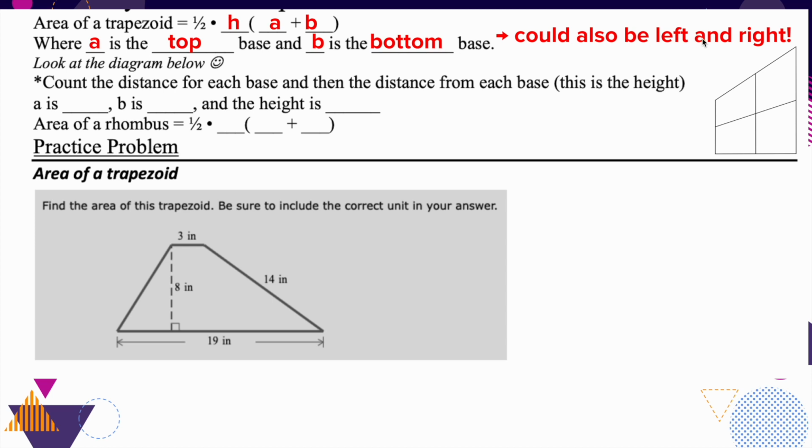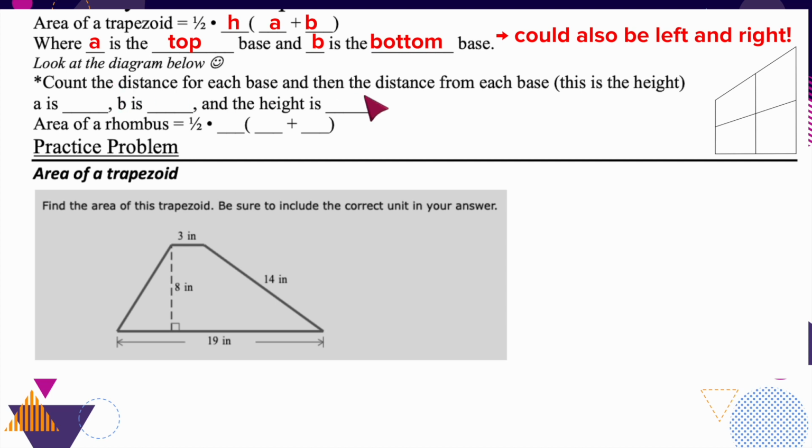It could also be right and left if it was oriented, actually like this one, where we have a left and a right instead of having it top and bottom. But normally we have them oriented top and bottom as the bases. So the bases that I'm talking about are the ones that are parallel to each other. So a trapezoid only has one pair of parallel sides, not two pair of parallel sides.